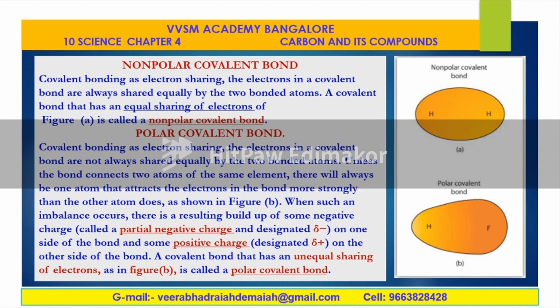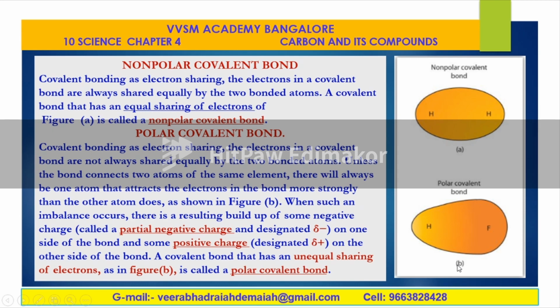Now, because they are equal sharing of electrons. So therefore, coming to the polar covalent bonds, polarity is different. Here polarity is the same. Here polarity is different. Why is it different? Observe the figure carefully. The hydrogen and fluorine molecule. Here there are two different atoms.